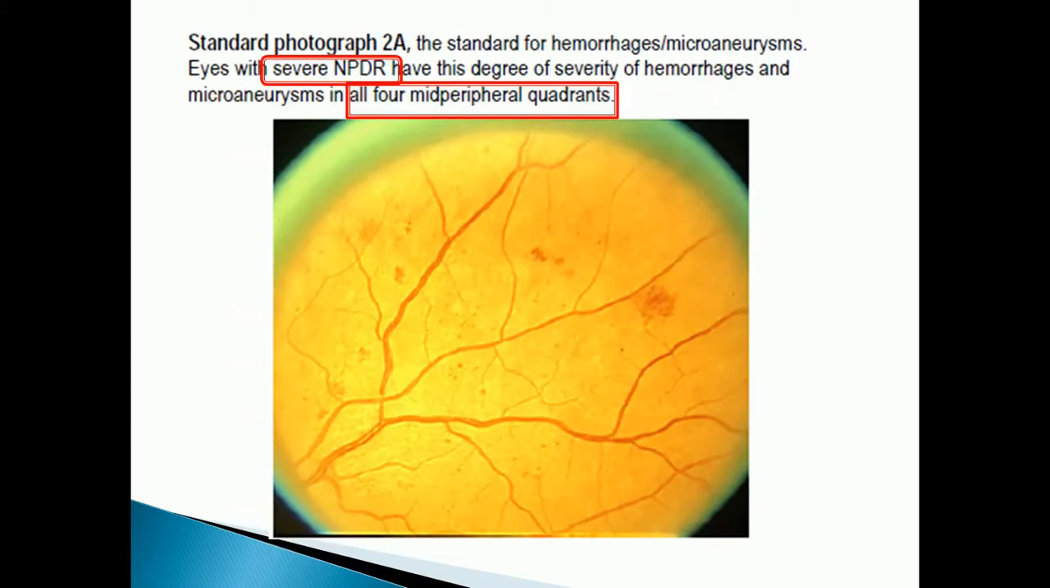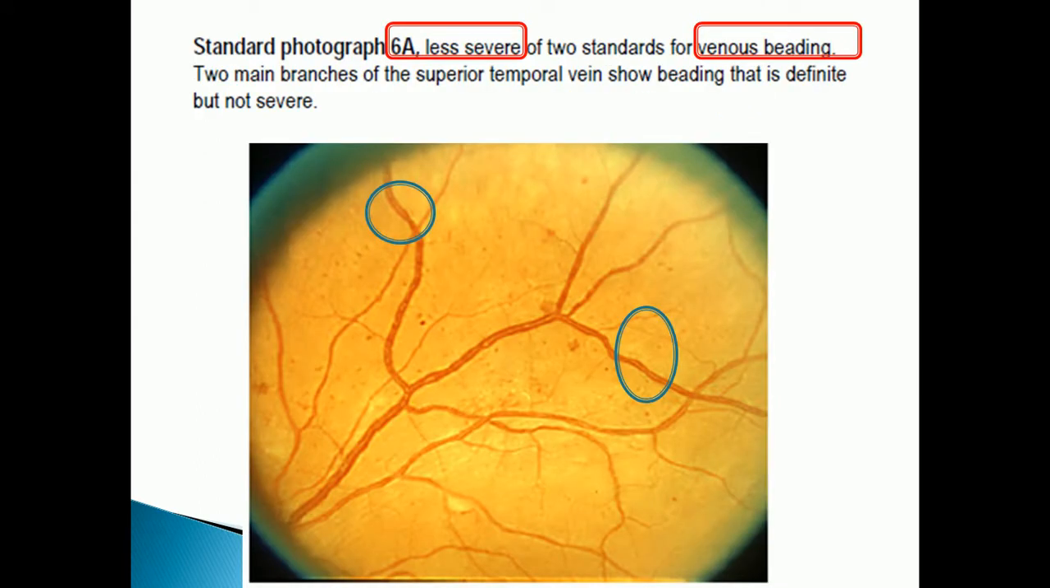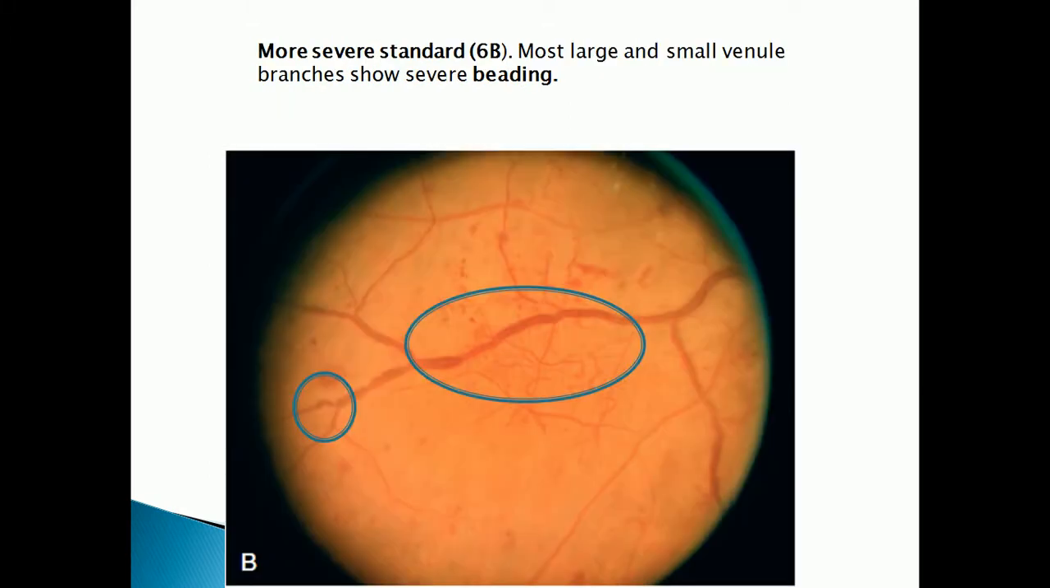This is the standard photograph 2A, which shows the hemorrhages, which is considered as the standard for the hemorrhages or the microaneurysms in eyes with severe NPDR in all the four mid-peripheral quadrants. This is the standard photograph 4, severe standard for hard exudates. This is the standard photograph 6A. This is the less severe of the two standards for the venous beading. This is the more severe venous beading, the standard 6B photograph.